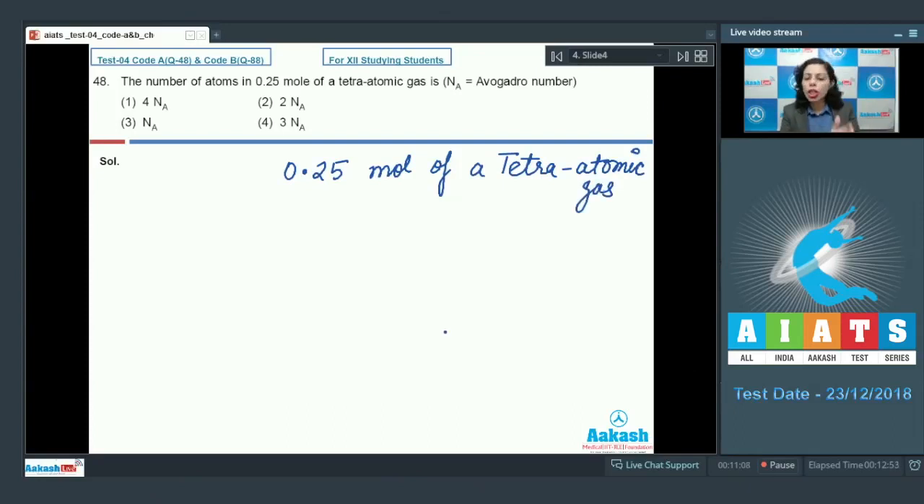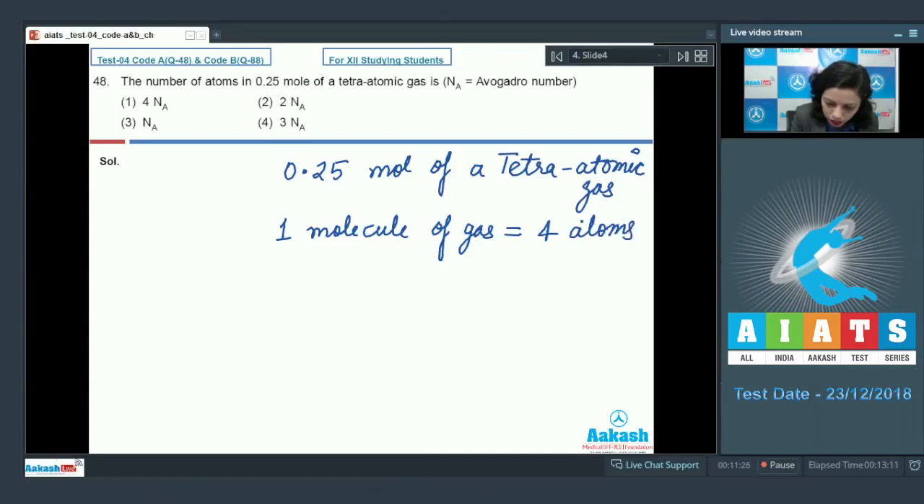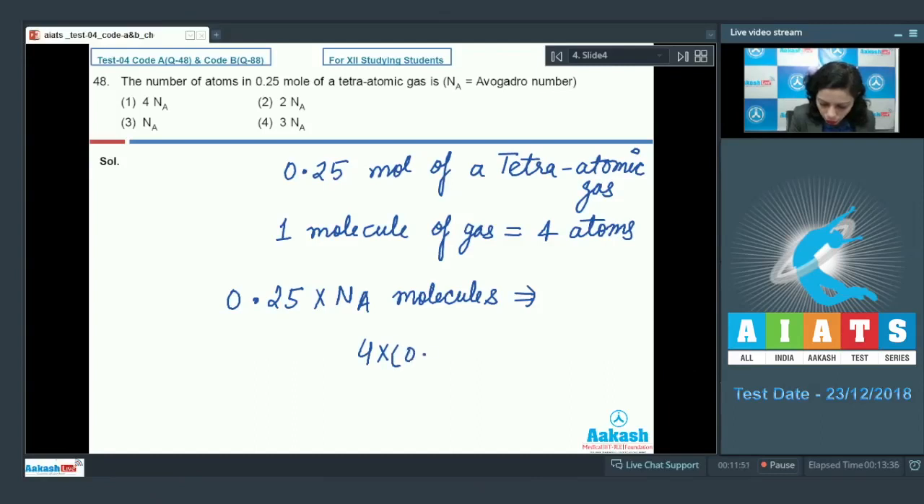It means one molecule of that gas contains 4 atoms. So, if you have one molecule of gas, that contains 4 atoms. Now, in the simple way, 0.25 moles means 0.25 into Na molecules. We have just changed the given amount into the molecules. If you have 0.25 Na molecules, then definitely the number of atoms would be 4 into 0.25 into Na. And if you solve this, definitely you will find that this is Na number of atoms.